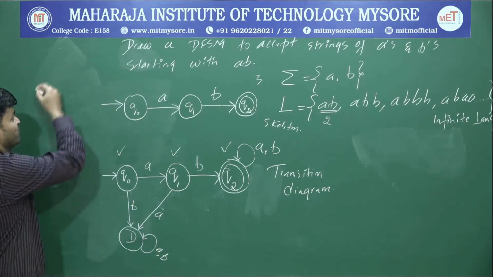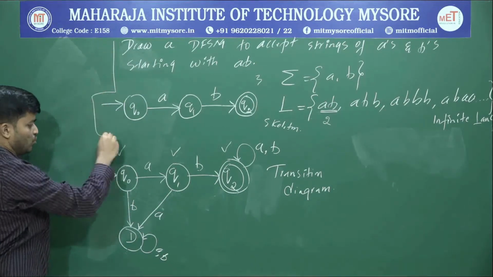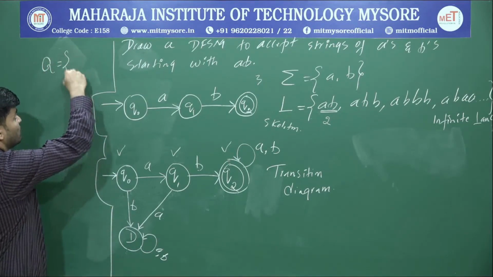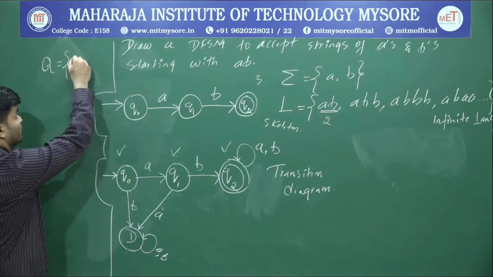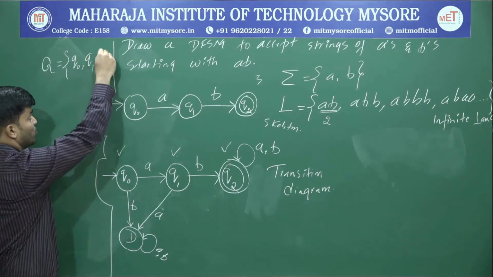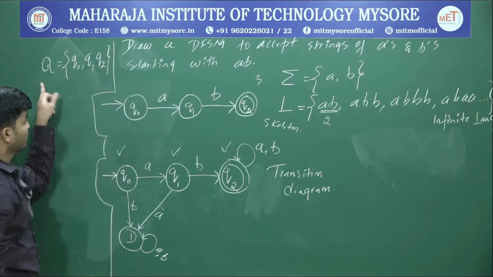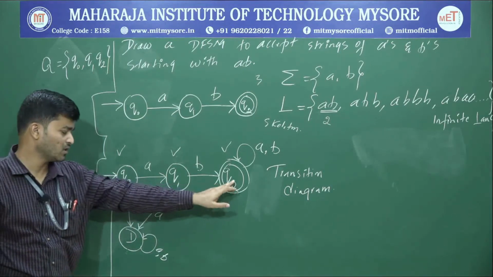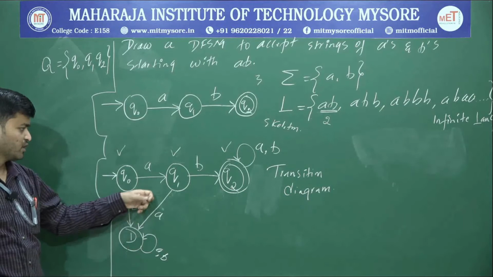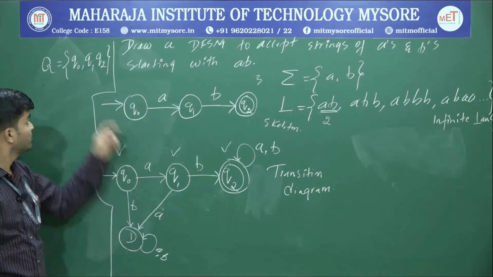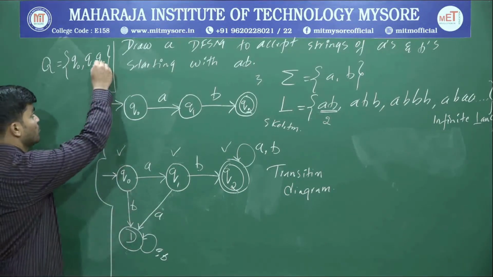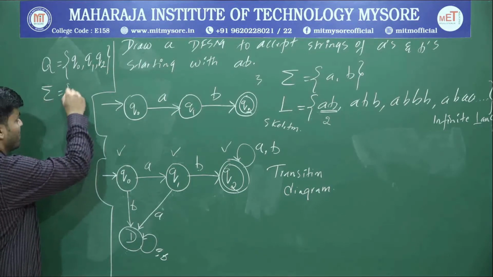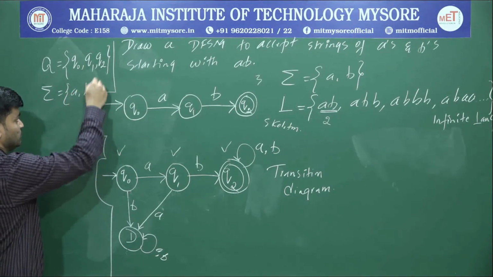What's the first tuple? First tuple is Q. What's the Q from the diagram? So Q0, comma Q1, comma Q2. Q is a set of finite number of states. Therefore Q0, Q1, Q2 are the finite number of states present within the required DFA. What is the next tuple? Sigma. Sigma is A comma B.